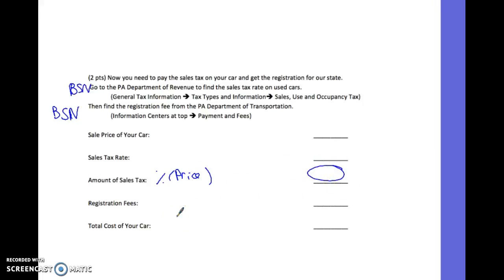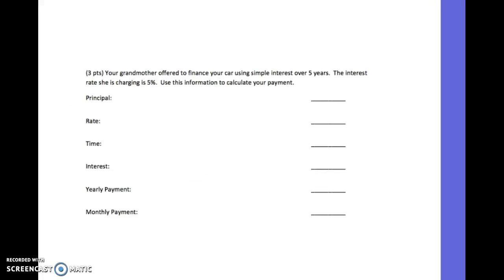Then your registration fee, you just looked up, and you need to find the total cost of your car. So if this is A, this is B, and this is C, to get your total cost, you have to do A plus B plus C, because you have to pay all of those things.